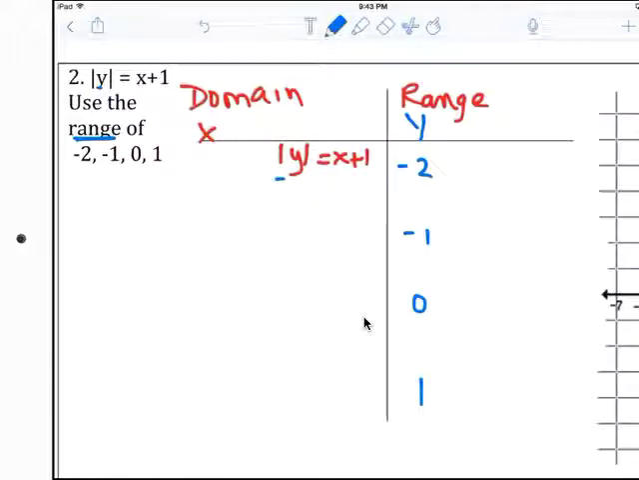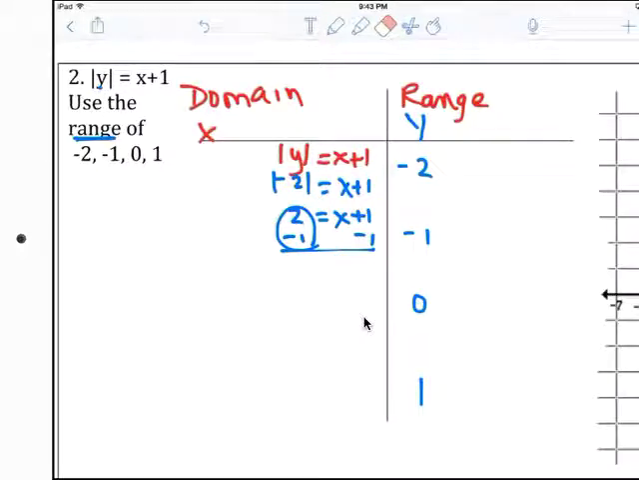So you substitute -2 for y: the absolute value of -2, which is 2, equals x plus 1. I need to see this, no skipping of steps. 2 equals x plus 1, minus 1 minus 1. X then is equal to this answer. So x is 1. So your ordered pair is 1, -2.